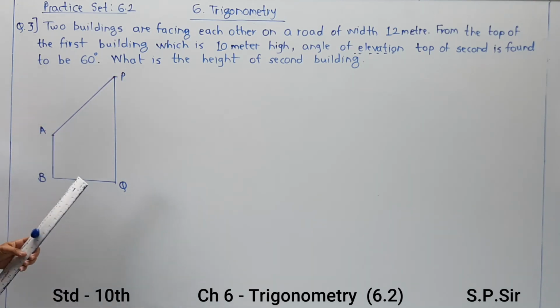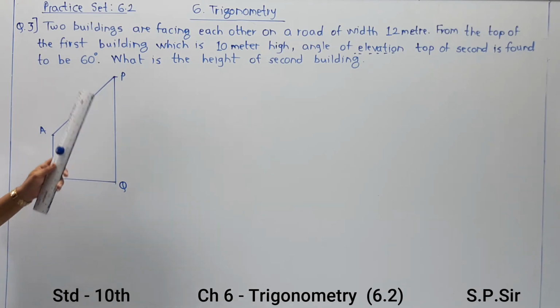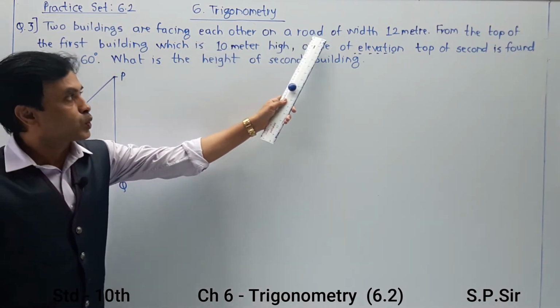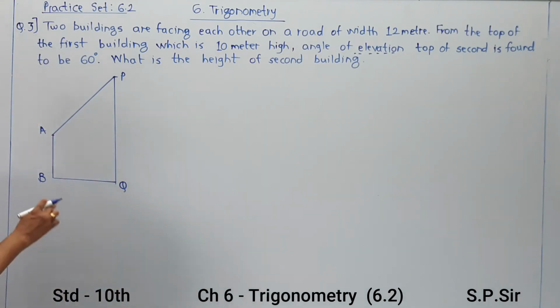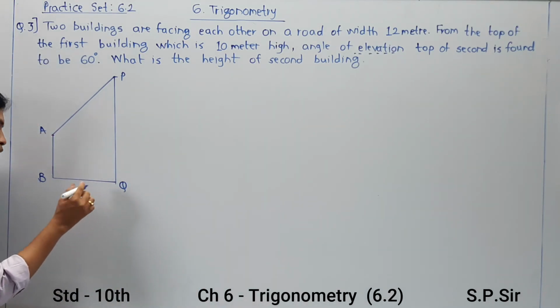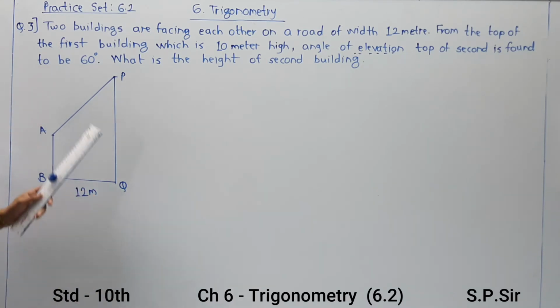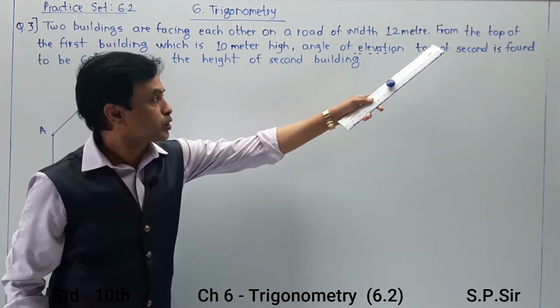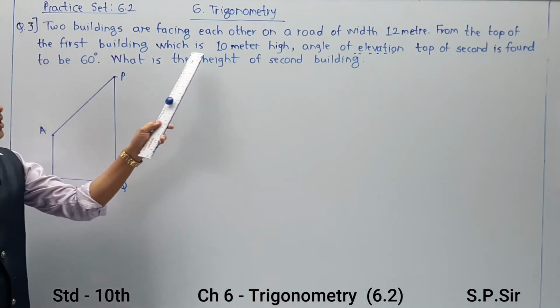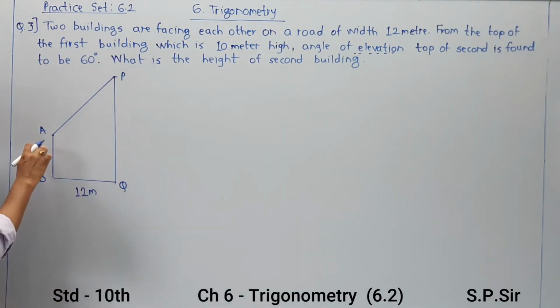As per the condition, the road has a width of 12 meters. So this portion is the road, and it is 12 meters, and from the top of the first building, which has a height of 10 meters. So actually AB is your first building. Naturally this height is 10 meters. At least this data you must be able to write in the diagram properly. Now we have to understand the next part.